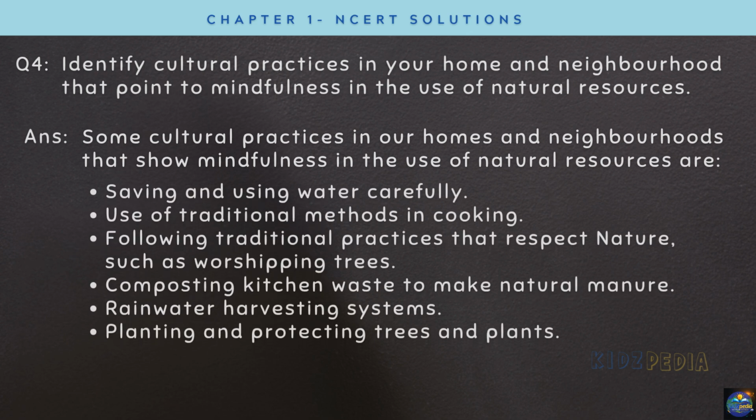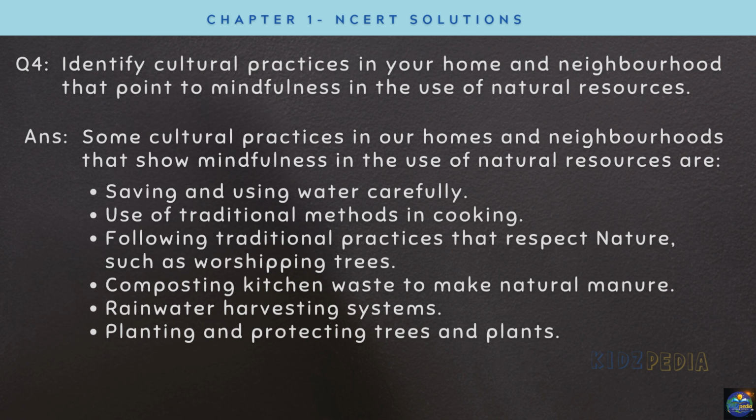First one is saving water. Saving water by using it carefully for washing, cleaning and gardening and not wasting it unnecessarily. Many families also reuse water from washing vegetables or rice for watering plants. Another practice is the use of traditional methods in cooking, such as using clay pots or pressure cooking, which require less energy and retain nutrients.